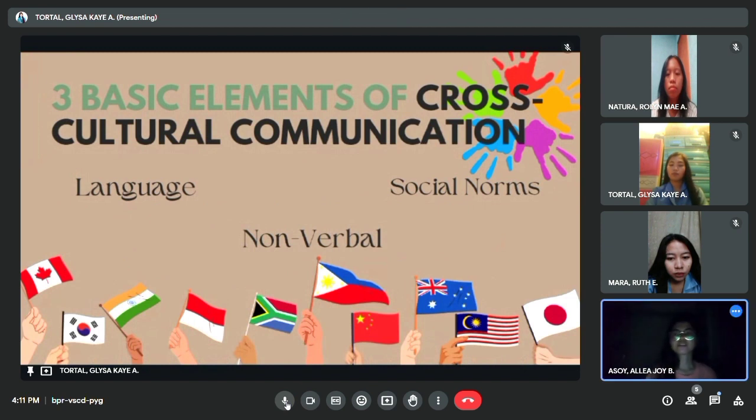Okay, so now let us proceed to the three basic elements of cross-cultural communication. So first is language. Language is verbal communication. It is how people most explicitly convey information from one person to another. So basically, this is all about knowing the other language and other traditions of any other culture. Okay, so next is non-verbal communication. Non-verbal communication is body language, eye contact, facial expression, and hand gesture.